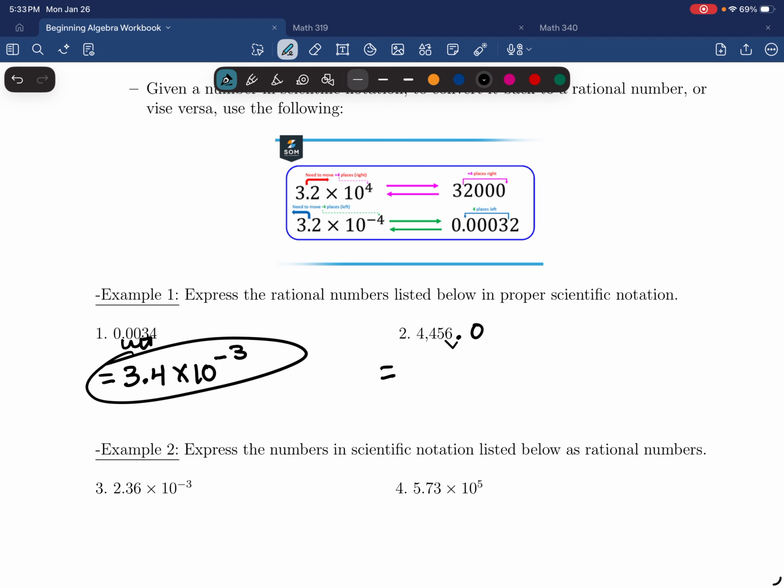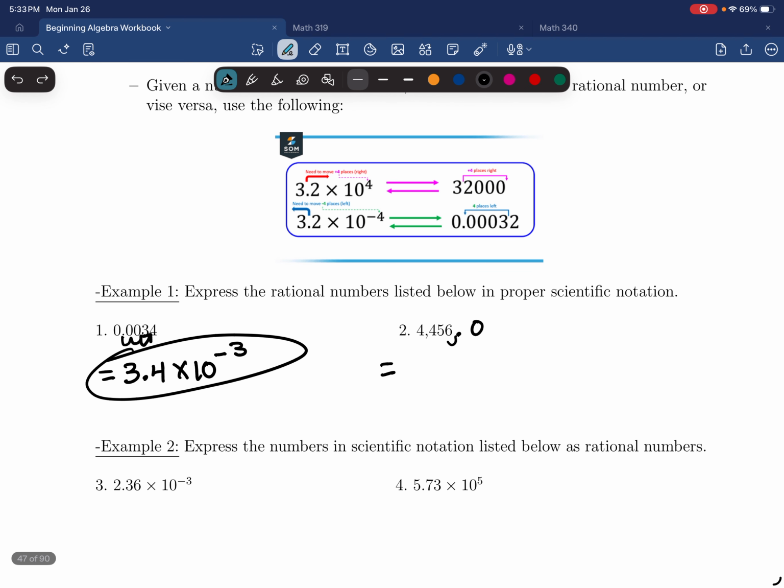So this one's going to be 1, 2, 3 decimal places. So we're going to have 4.456 times 10. And because we moved it 3 decimal places and we're dealing with a large number, it's going to be to the positive 3 power.